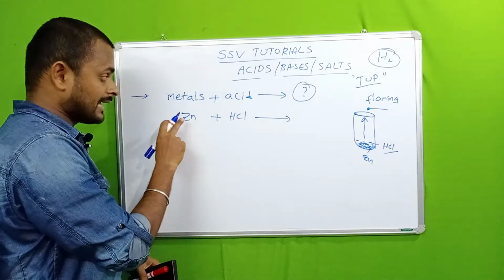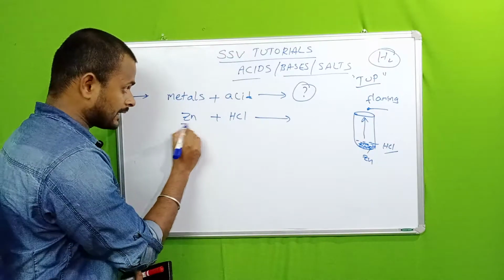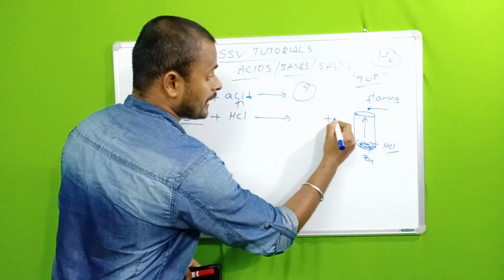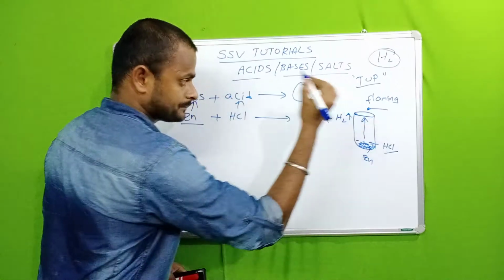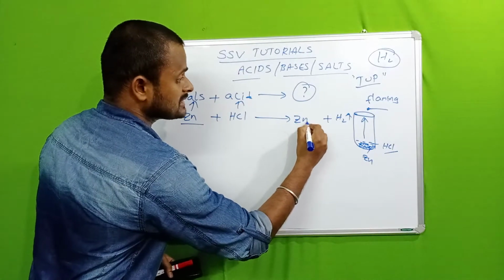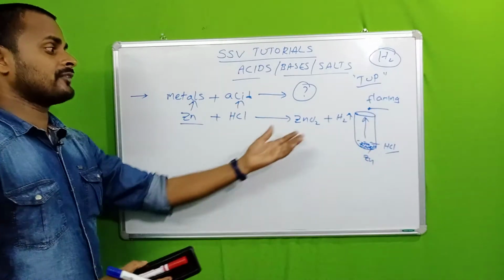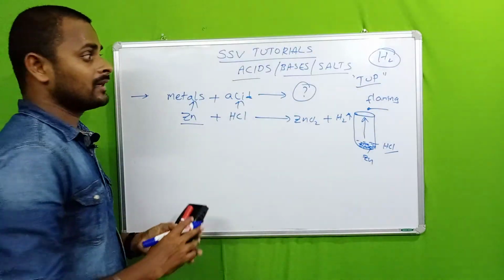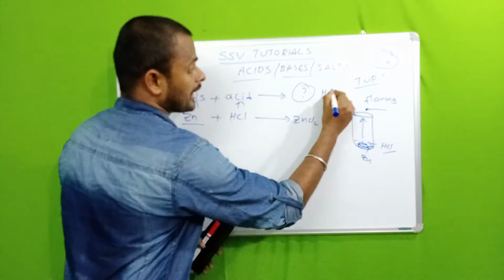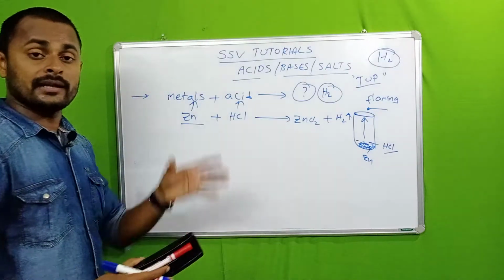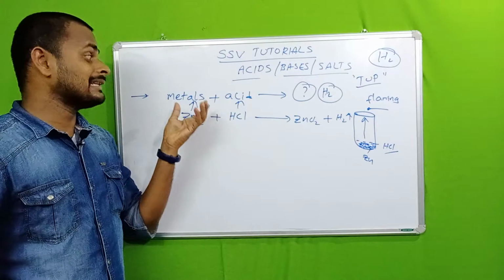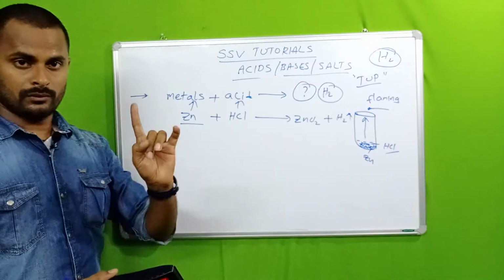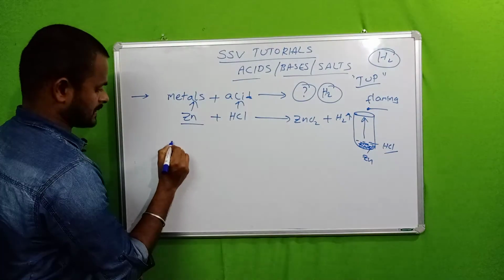That means by the action of zinc, a metal, and hydrochloric acid, hydrogen gas is liberated, and ZnCl2, zinc chloride, forms. So by the action of metals with acids, hydrogen gas is formed. Very important. When metals react with acids, hydrogen gas is formed. Remember that.